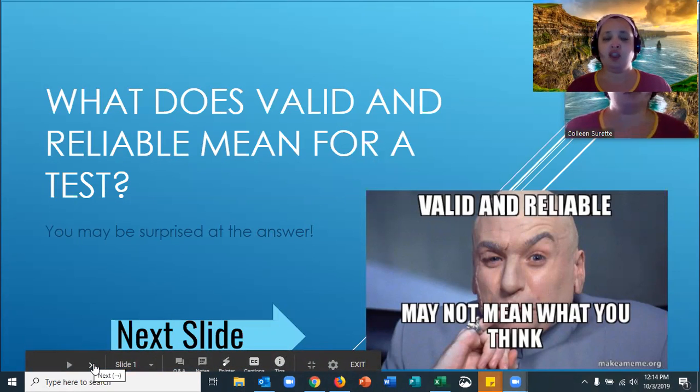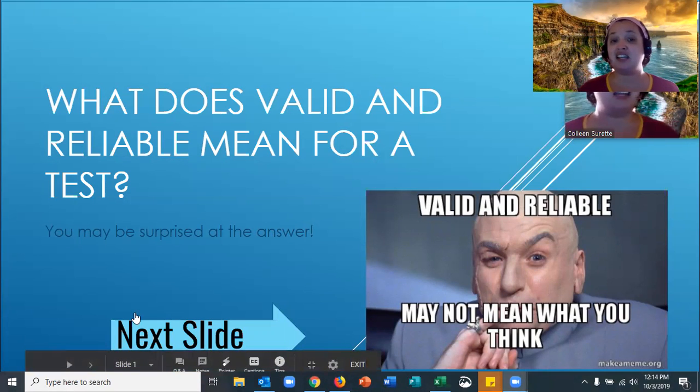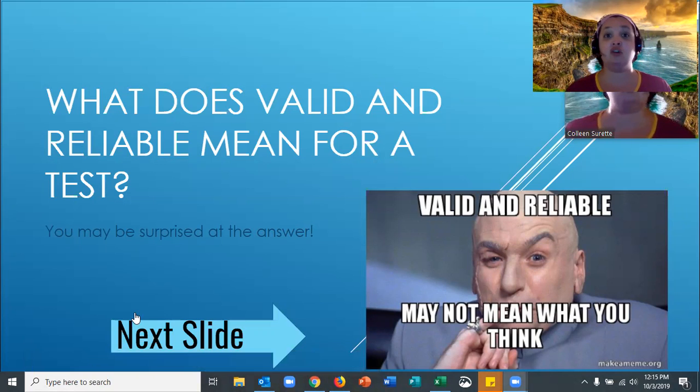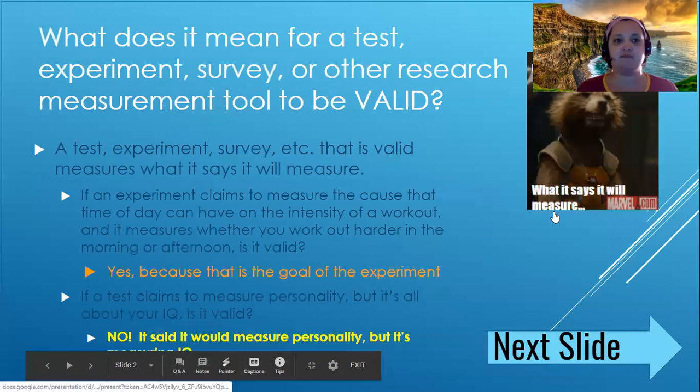But the thing that I want to point out is when we talk about whether a test is valid and reliable, that's not the same as me asking you, do you feel validated? Okay, so if I say, do you feel validated, what I'm asking is, do you feel like someone hears you? Do you feel like someone recognizes you for who you are? But a test can be valid and not recognize you for who you are. I know, kind of weird, but it's true. So let's talk a little bit more about this.